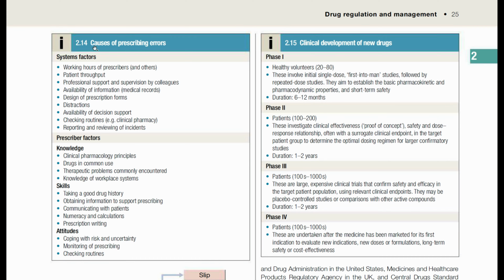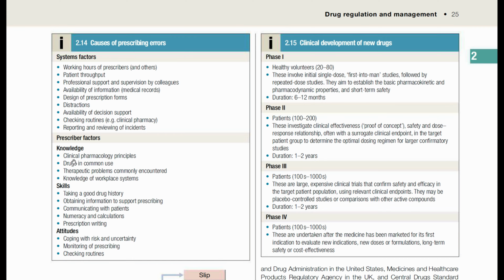Box 2.14, Causes of Prescribing Errors. Systems factors: working hours of prescribers and others, patient throughput, professional support and supervision by colleagues, availability of information, medical records, design of prescription forms, distractions, availability of decision support, checking routines, example clinical pharmacy, reporting and reviewing of incidents.